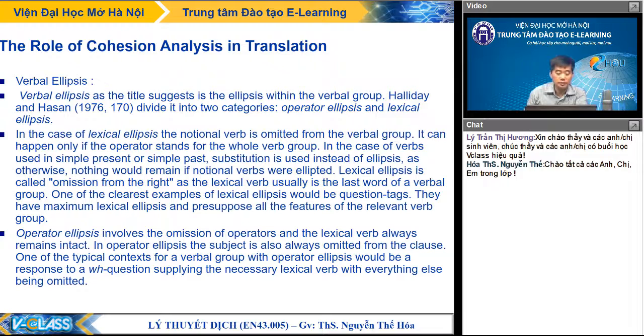Now we have verbal ellipsis. In this case, there are two kinds: operator ellipsis and lexical ellipsis. In the case of lexical ellipsis, the notional verb is omitted from the verbal group. It can happen only if the operator stands for the whole verb group. In the case of verbs used in the simple present or simple past, substitution is used instead of ellipsis. Operator ellipsis involves the omission of operators, and the lexical verb always remains intact. In operator ellipsis, the subject is also always omitted from the clause.